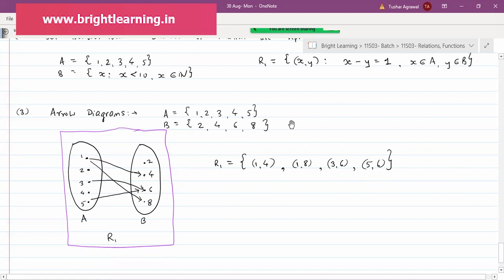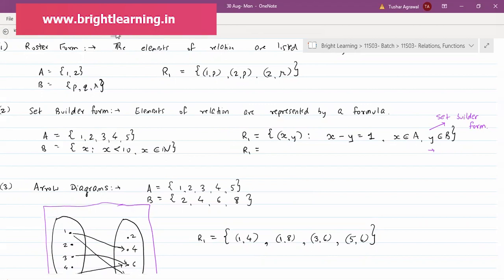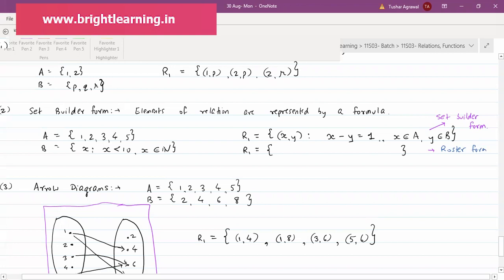So if I tell you, this will be the set builder form. And the same R1, if I tell you to find it in roster form, how will it be written? Can you picturize this statement? So R1 in this case will be x minus y equal to 1.